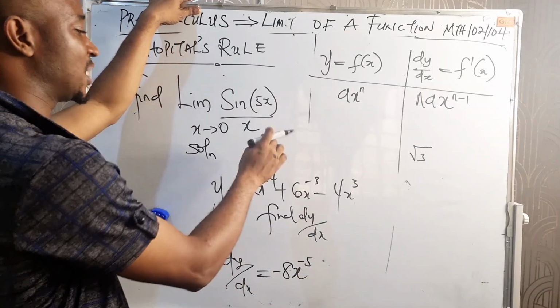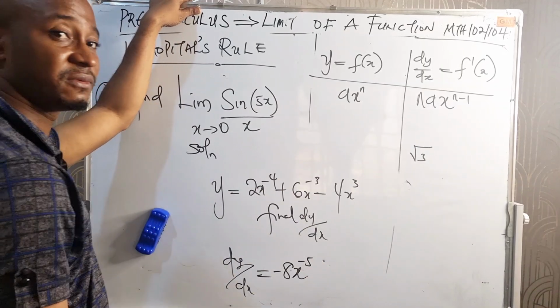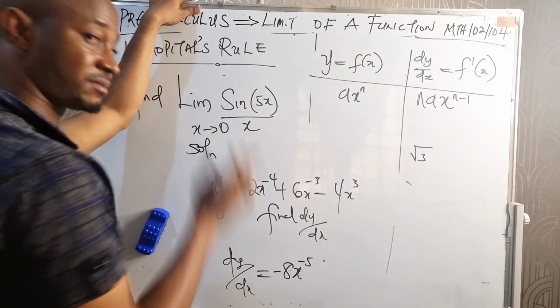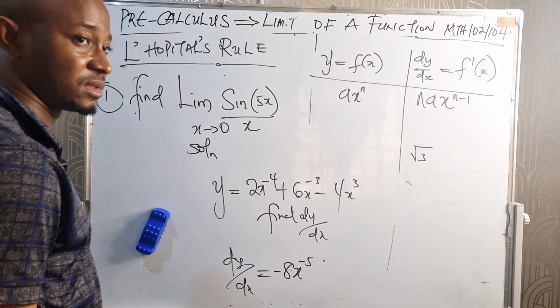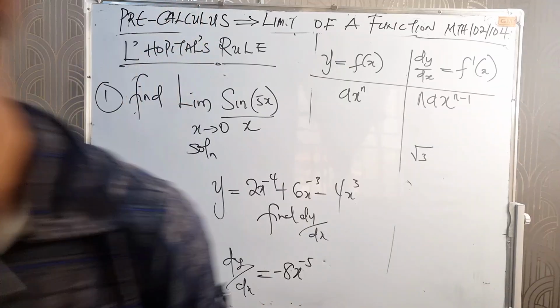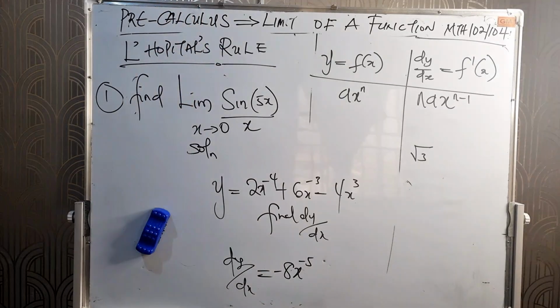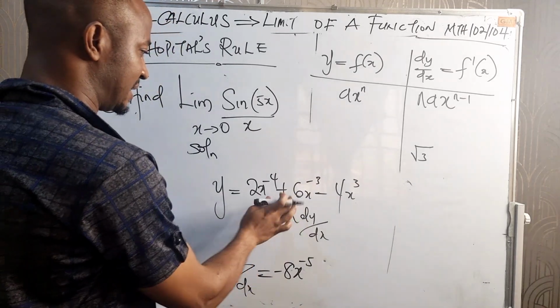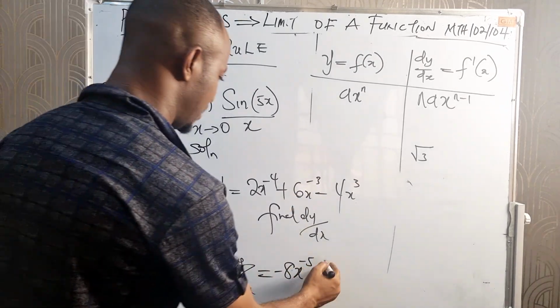When you subtract 1 from the power, we have minus 5. So that will give us here minus 3 times plus 6. Minus 3 times plus 6 will give us minus 18.